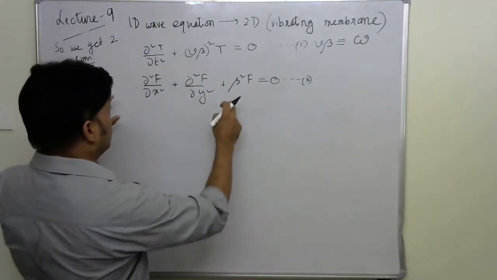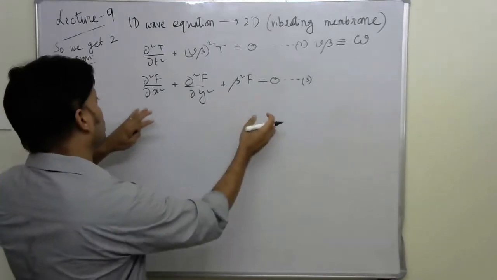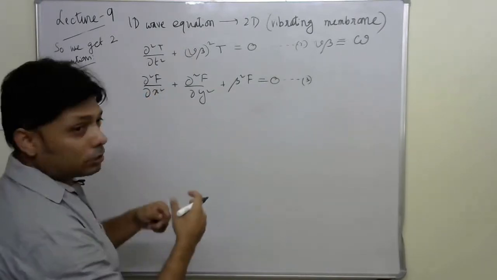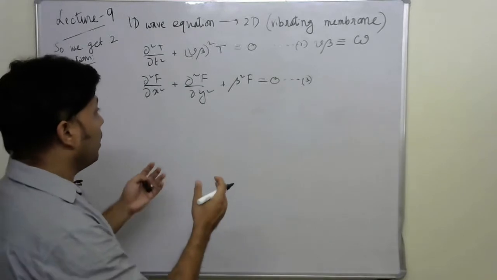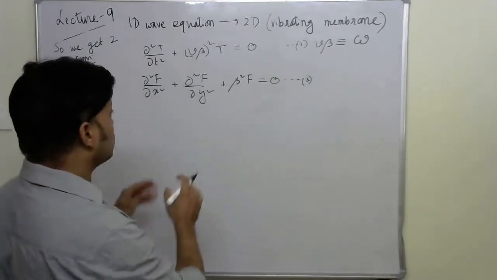But this equation 3 is still a partial differential equation. So again we have to separate the variables, because F contains partial derivatives. We have to separate the variables and make them ordinary differential equations in order to solve it.